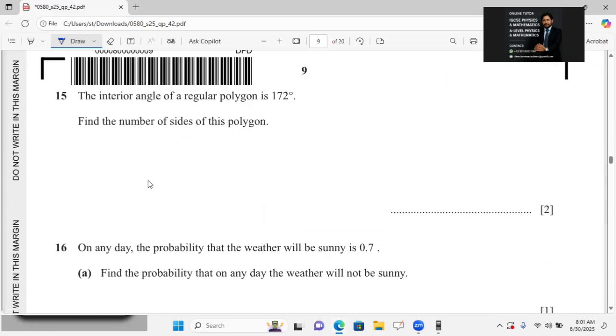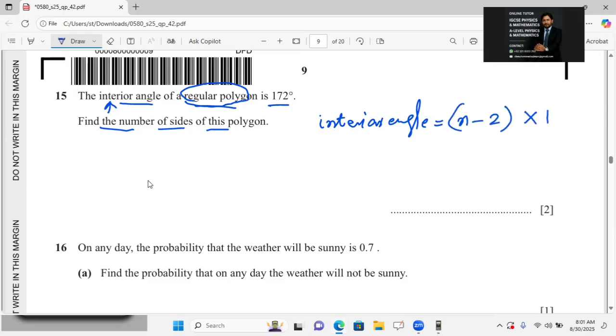Okay, this is question number 15. The interior angle of a regular polygon is 172. Find the number of sides. Then we can say the number of sides is what I want to calculate. The interior angle formula is equal to (n minus 2) multiplied by 180 over n.